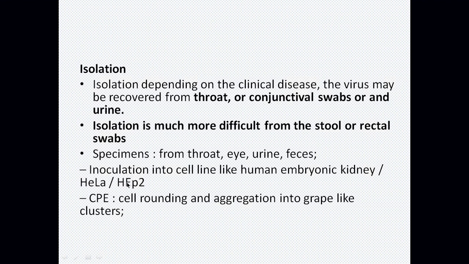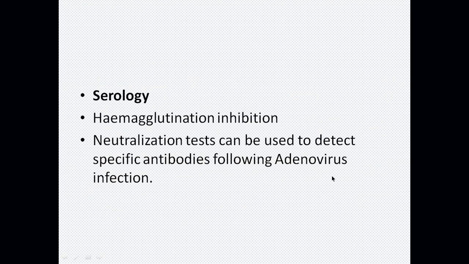Here we can inoculate them on cell lines. You know the different types of cell lines. Here we use the human embryonic kidney cell line, primarily, because this is an adenoid tissue, and it is more affecting the adenoid tissue of the kidney. Therefore human embryonic kidney, HeLa and Hep2 cell lines can also be used. The effect is checked as a cytopathic effect, which can be observed in the cell line when there is infection with adenoviruses: cell rounding and aggregation into grape-like clusters. That is the particular cytopathic effect produced by adenovirus in the human embryonic kidney cell line.